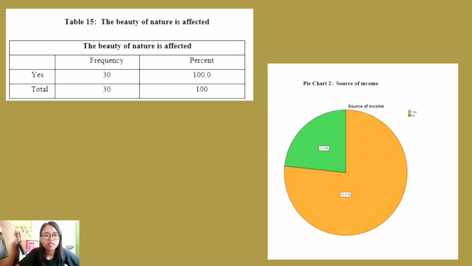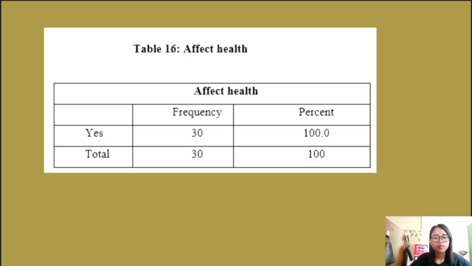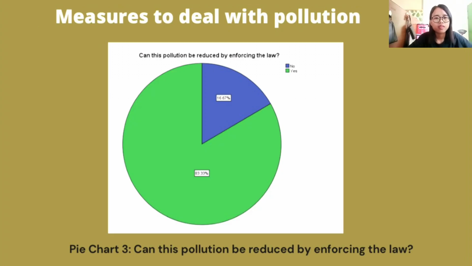Table 15, the beauty of nature is affected. All 30 respondents agree the pollution affected the beauty of nature. Pie chart 2 shows 23 respondents, 76.7%, agree the pollution has affected the source of income as a small trader. Meanwhile, 7 respondents, 23.3%, did not agree. Table 16 shows all 30 respondents agree ecotourism activity has affected the health of the population due to pollution. Next slide is about measures to deal with pollution.